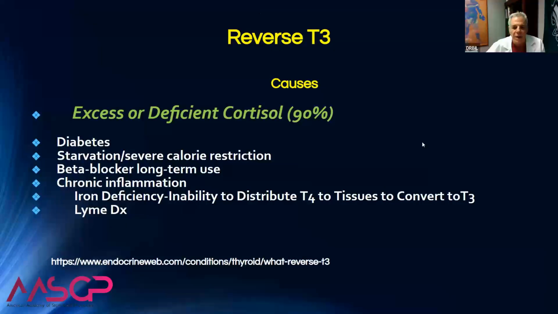Causes of reverse T3 elevation: 90 to 95% of the time, it's an excess or deficiency in cortisol, the stress hormone. Some beta blockers can do it. Iron deficiency can do it. Diabetes can do it.